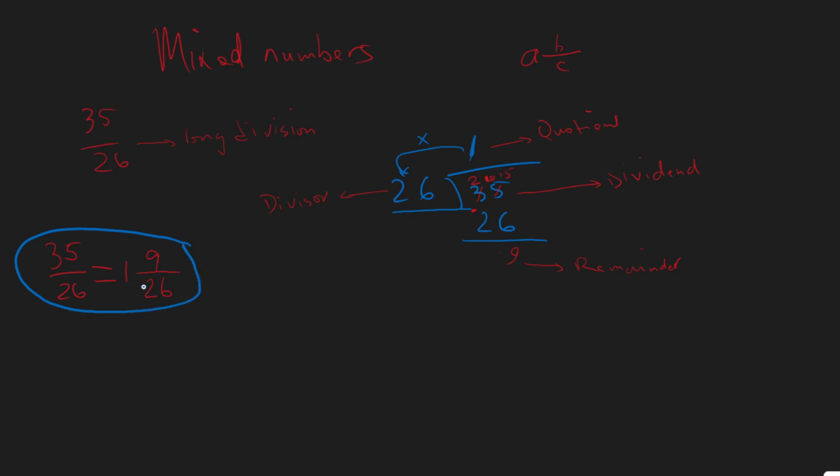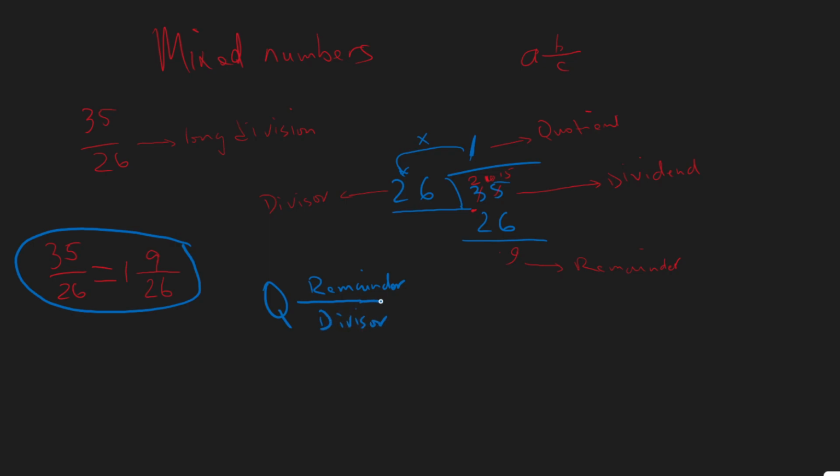Okay, so how do you represent the mixed number? As you can see here, the mixed number is equal to the quotient. This is 1. That's the quotient. And then what is left? The remainder. That's the 9 over 26. You see that 26 here? The divisor.